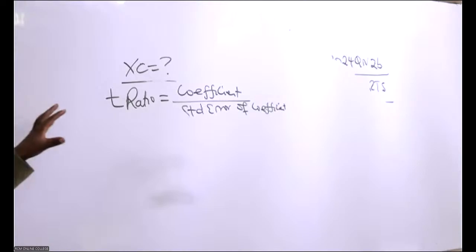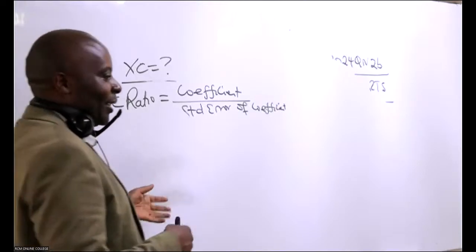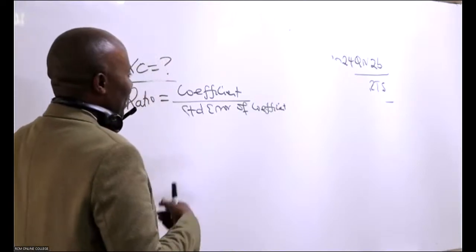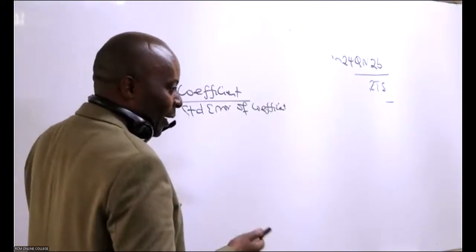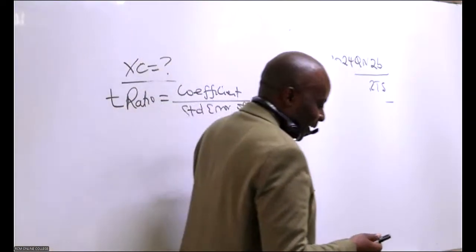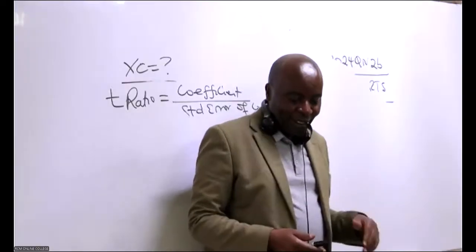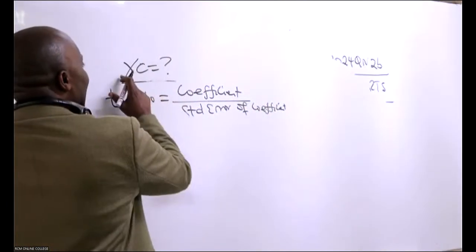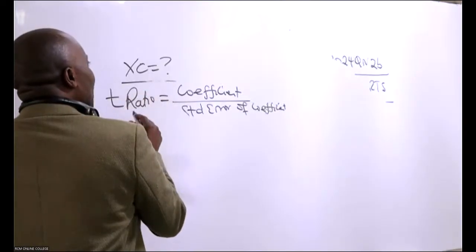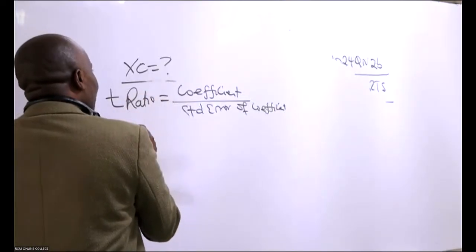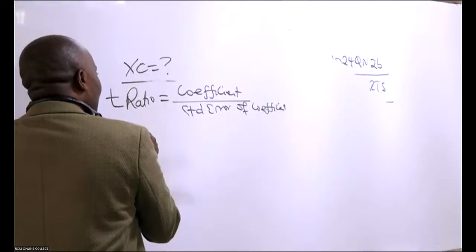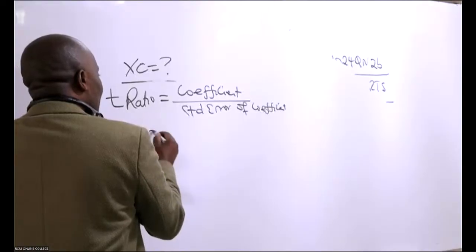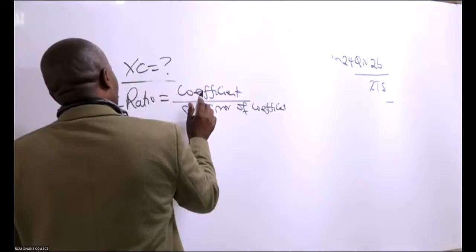So long as I know that I'm using the T ratio approach, then getting these numbers becomes as easy as a walk in an animal park. Yeah, in an animal park, the walk over there is very, very easy. So then please give me the numbers here. Where XC is in that row, are you able to see the T ratio? What is the T ratio here?